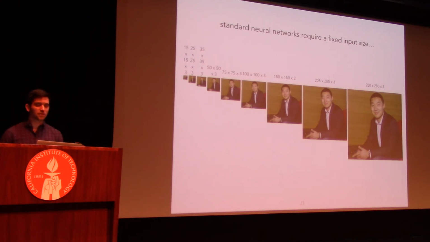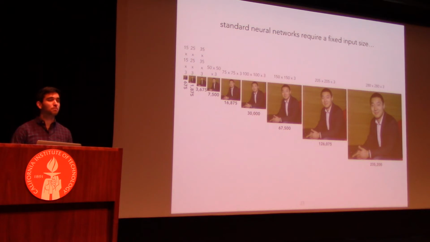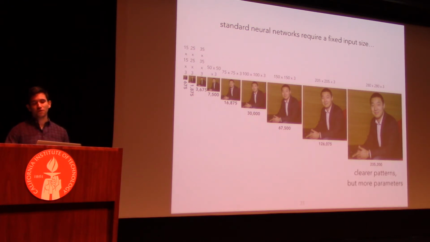If you're given these sizes, you have to multiply out all the space dimensions, height and width, by the number of channels. Here it's RGB. And so you're going to get a huge number of inputs. If you have larger images, you're going to have clearer patterns. It's easier to distinguish whether or not this is Yisong if you have a larger image. There's more detail there. But we're going to have more parameters. So this is going to give us serious problems if we try to make a model that's trained on very large images. It's going to require a lot of parameters.